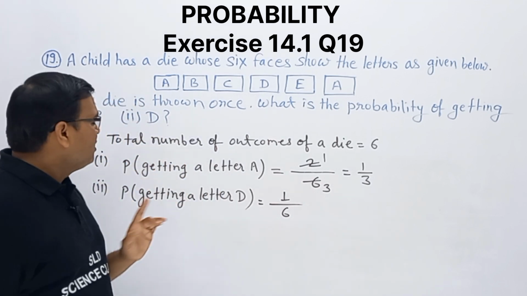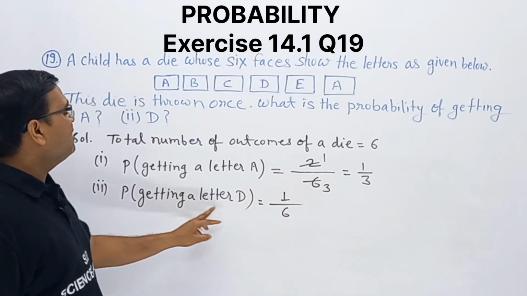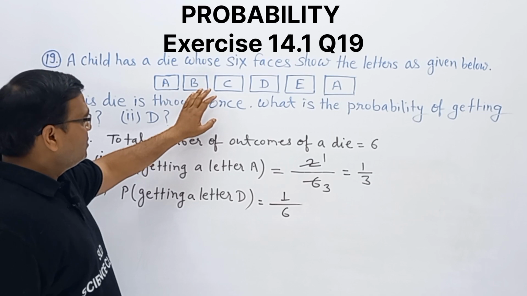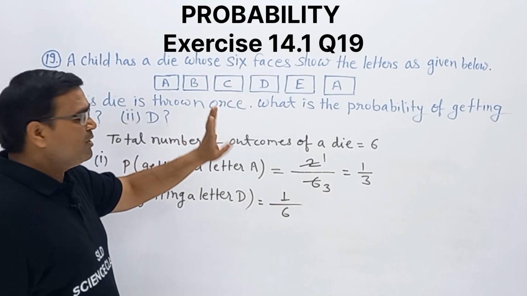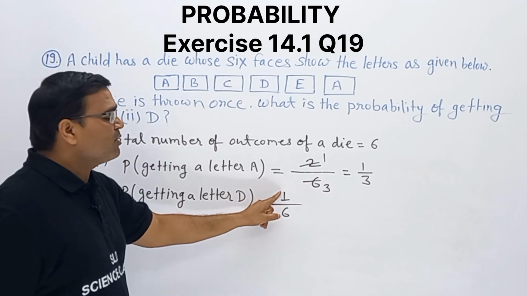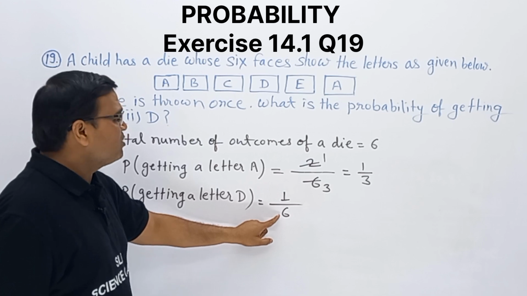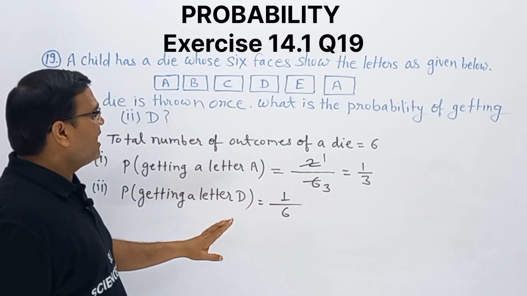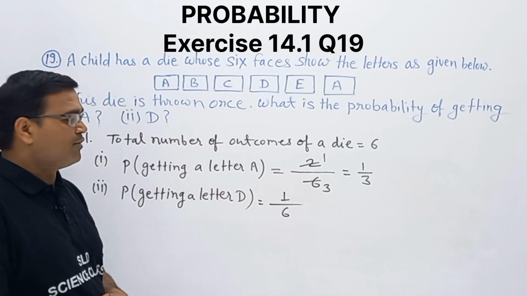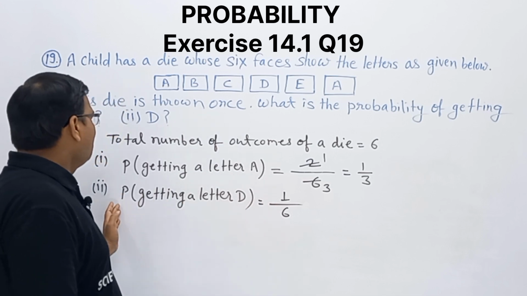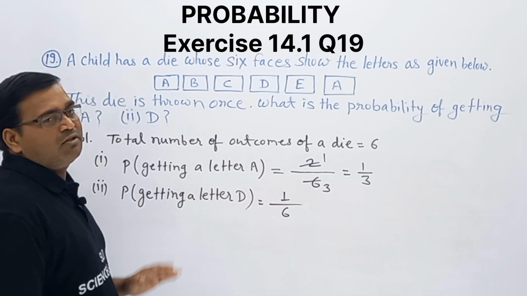That is the required probability. Now for the probability of getting a letter capital D: this die has one face with capital D. So the number of favorable outcomes will be 1, divided by total possible outcomes. The die has 6 total possible outcomes. So 1/6 is the required answer for this question.